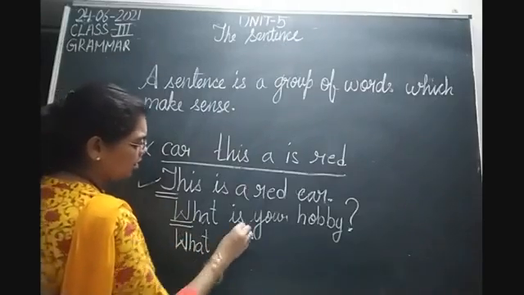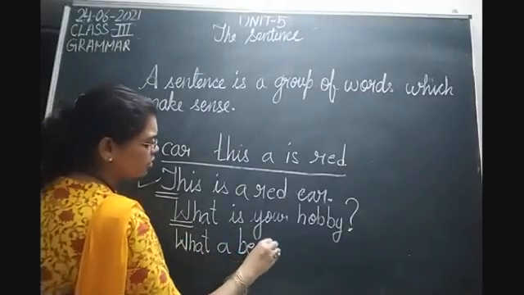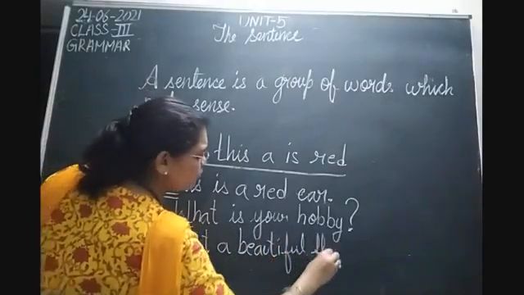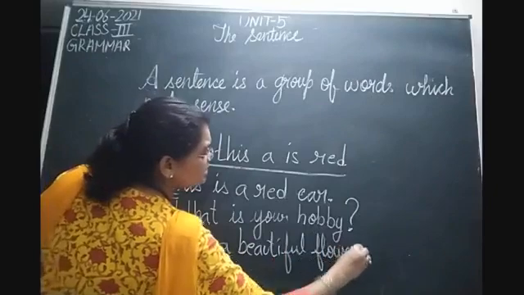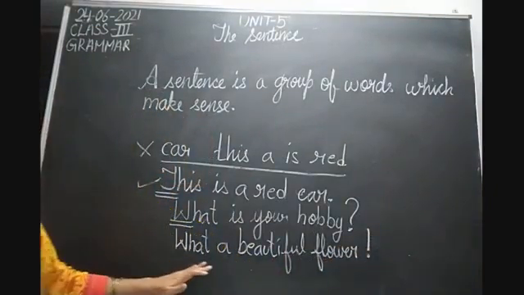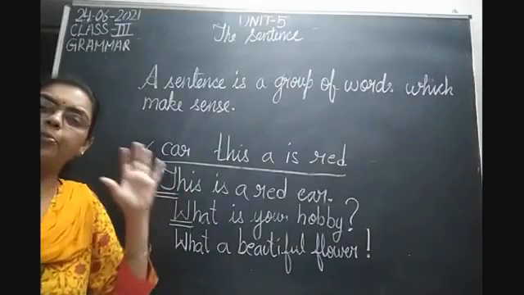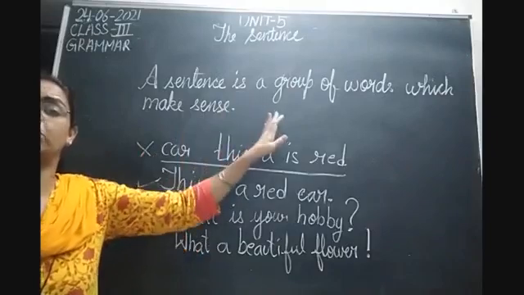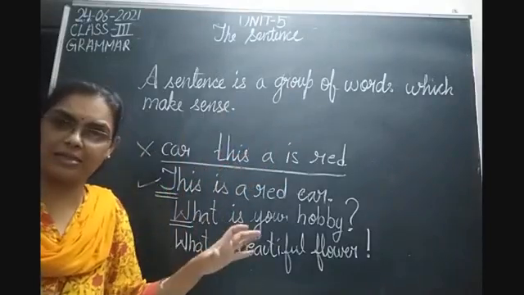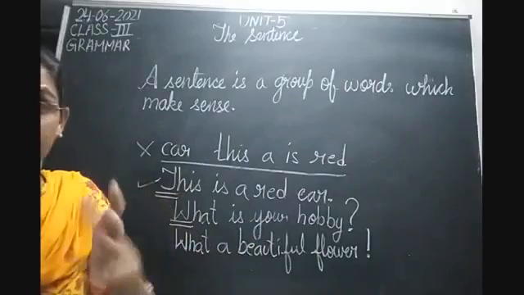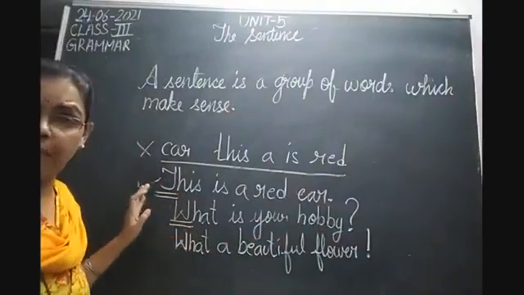What a beautiful flower. इसके एंड में एक्सक्लेमेशन मार्क आया. नाउ दिस इज ऑल्सो अ सेंटेंस. सो अभी आपको ये याद रखना है. पहला, व्हाट इज अ सेंटेंस? अ सेंटेंस इज अ ग्रुप ऑफ वर्ड्स विच मेक सेंस. एक सेंटेंस ग्रुप ऑफ वर्ड्स है जिसका कोई मतलब निकलता है. मैंने एग्जांपल दिया है ना.